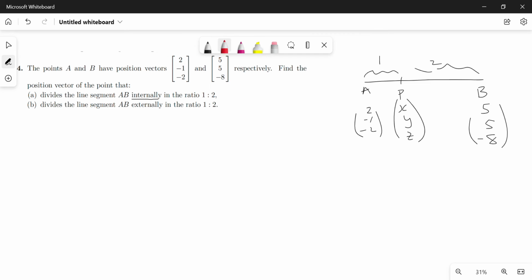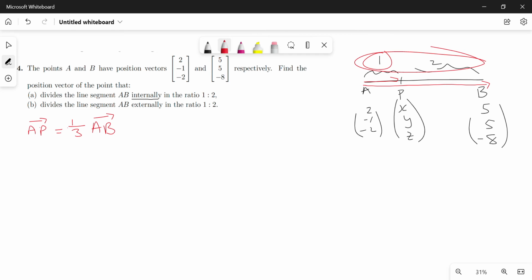So I could say, look, AP, that vector there, is what scalar of this vector here? It is 1 out of 3. So it's a third of that vector AB. So you can see I've only used P once, which is what I want. I don't want too many X and Y's if possible.